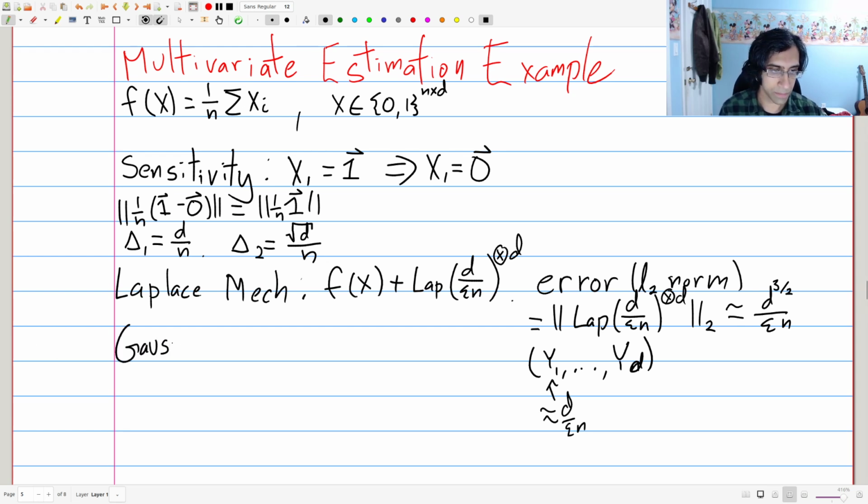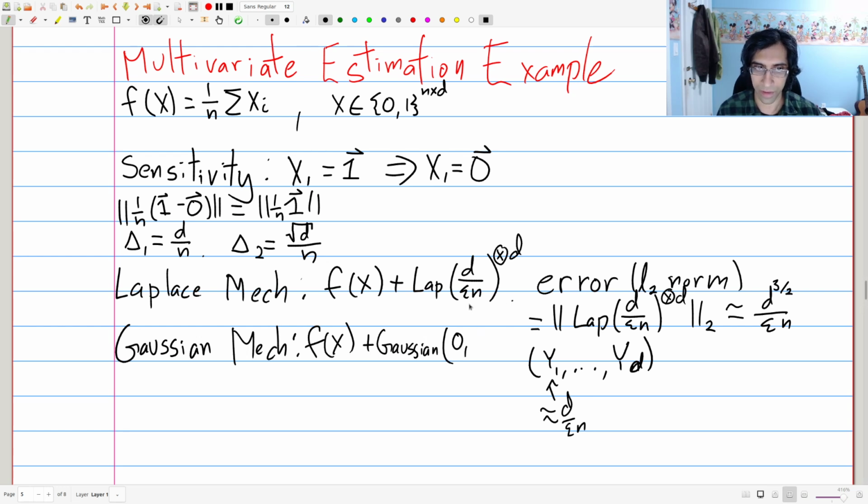How about the Gaussian mechanism? Like I said, this time you have to add less noise. It's f of x plus a Gaussian with mean 0 and standard deviation square root d over epsilon n, leaving out some of the log 1 over delta factors. You square it for the variance, with the tensor product to the d.